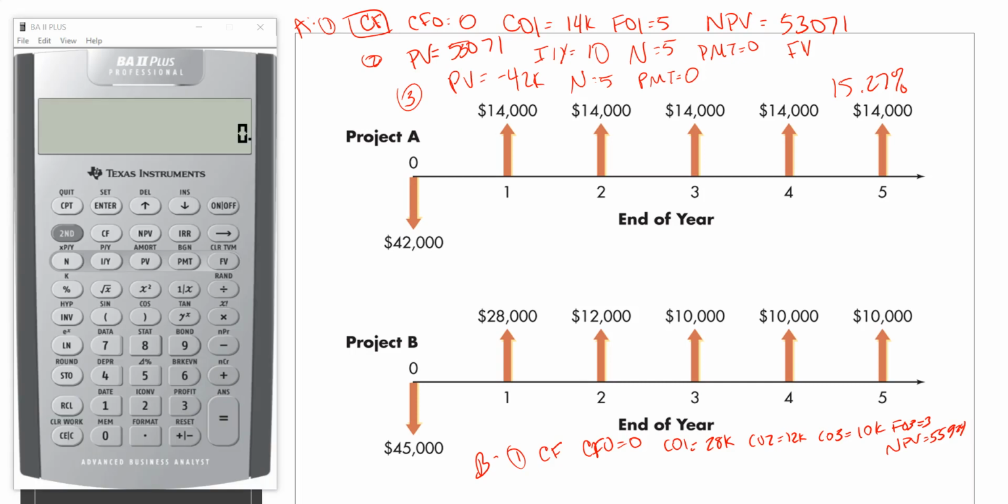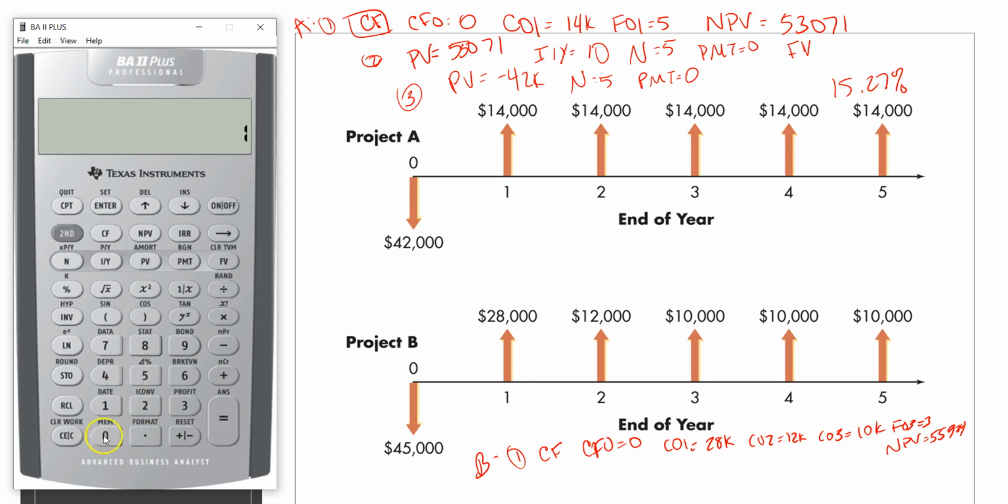So let's go ahead and calculate this. We need the cash flow register, and we're going to clear that out. Cash flow at time period 0 we ignore. Cash flow at time period 1 is 28,000. Cash flow at time period 2, 12,000. Cash flow at time period 3 is 10,000 with a frequency of 3. Use the net present value, find the present value with a discount of 10, and we get $55,924.